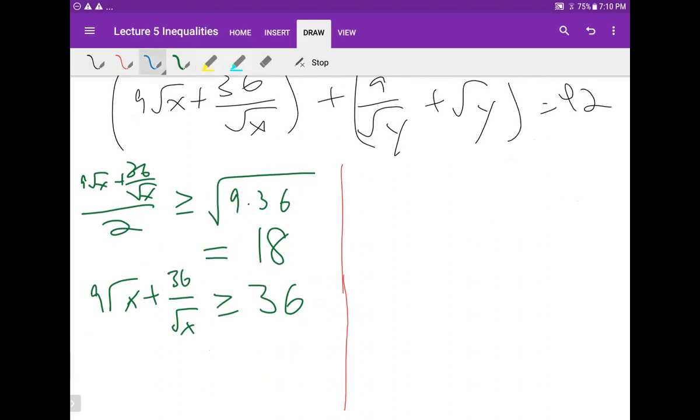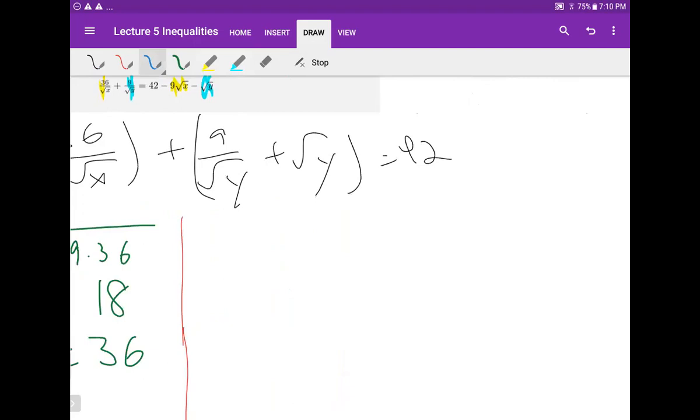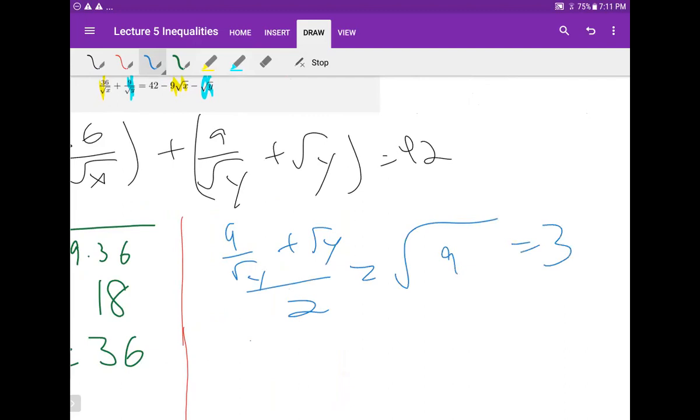Right, on the other side, we have that 9 over root y plus root y, right? So we can do the same thing. 9 over root y plus root y over 2 is greater than or equal to the square root of 9, which is equal to 3. So we have 9 over root y plus root y is greater than or equal to 6, right?